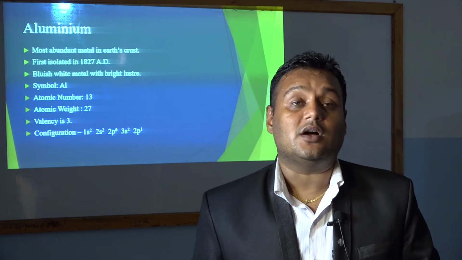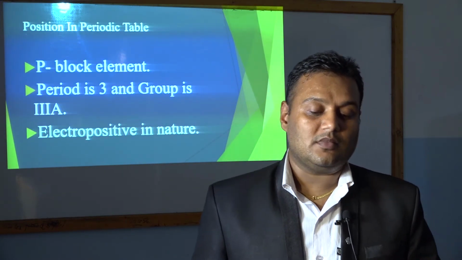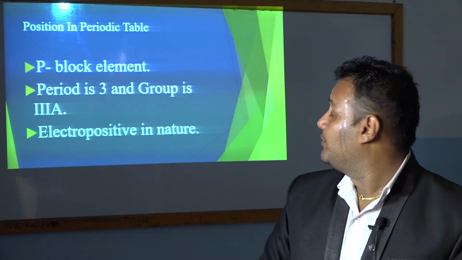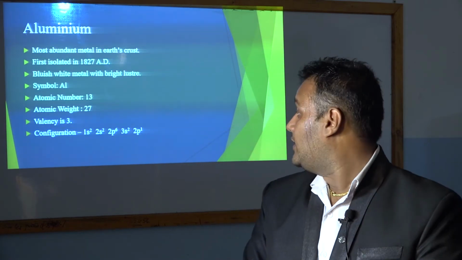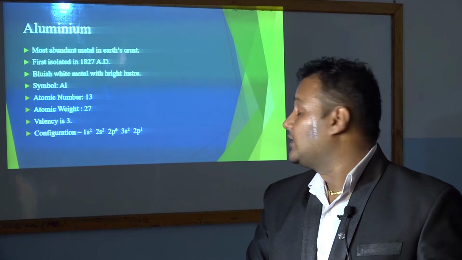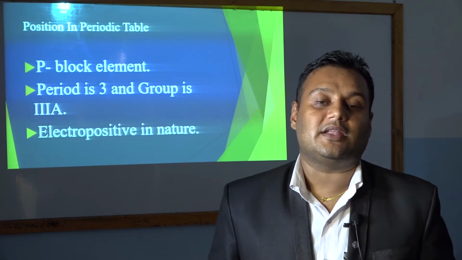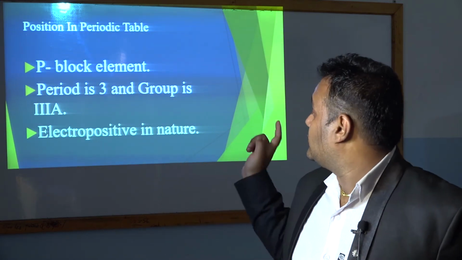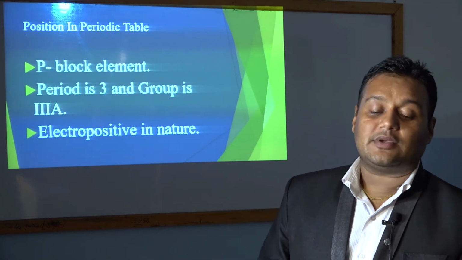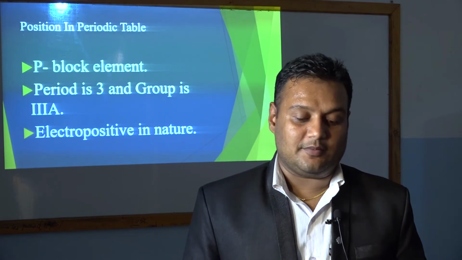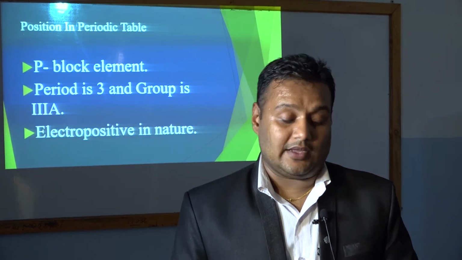Now we will be reading about the position of aluminium in the periodic table. It is a p block element. Why is it p block? Because see here, in the configuration, the last one is 3p1. Since its last or valence electron enters the p sub block, it is also called a p block element. So it lies in period number 3 and group 3A.